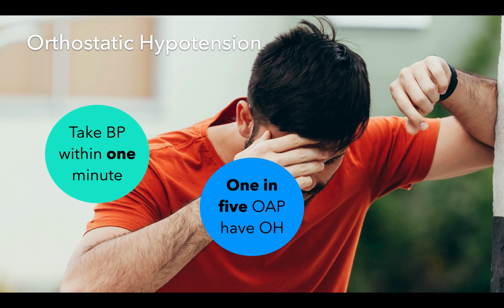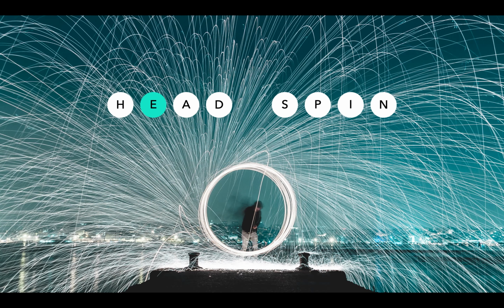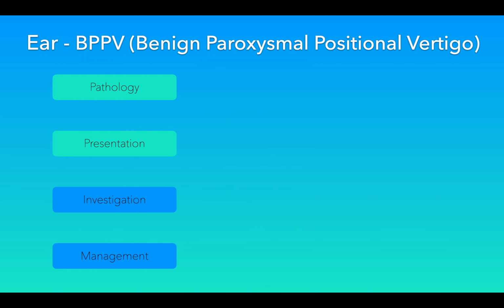Now, 1 in 5 OAPs have orthostatic hypotension, and 1 in 3 OAP quote-unquote drop attacks are due to OH. This makes it a very important differential to know. Very important, epidemiologically and in terms of morbidity. So E is ears. Now there's 3 ear conditions that we need to think about. BPPV, Meniere's and Cholesteatoma. BPPV stands for benign paroxysmal positional vertigo.